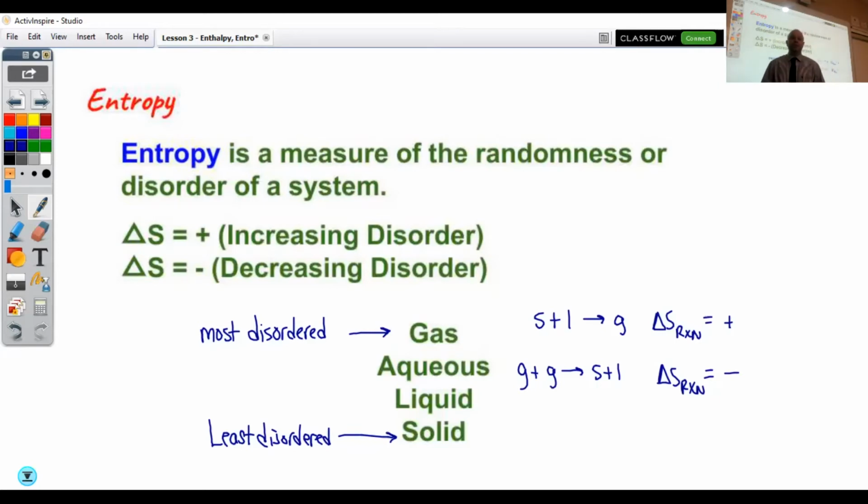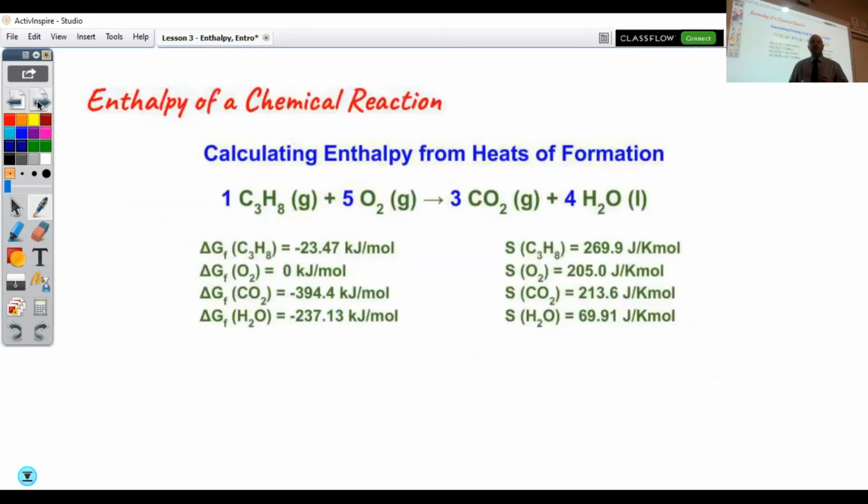Let's take a look at some examples. Okay, so we're going to use the very same example that we saw in our first part with enthalpy, but this time we're going to look at the values for free energy and for entropy.